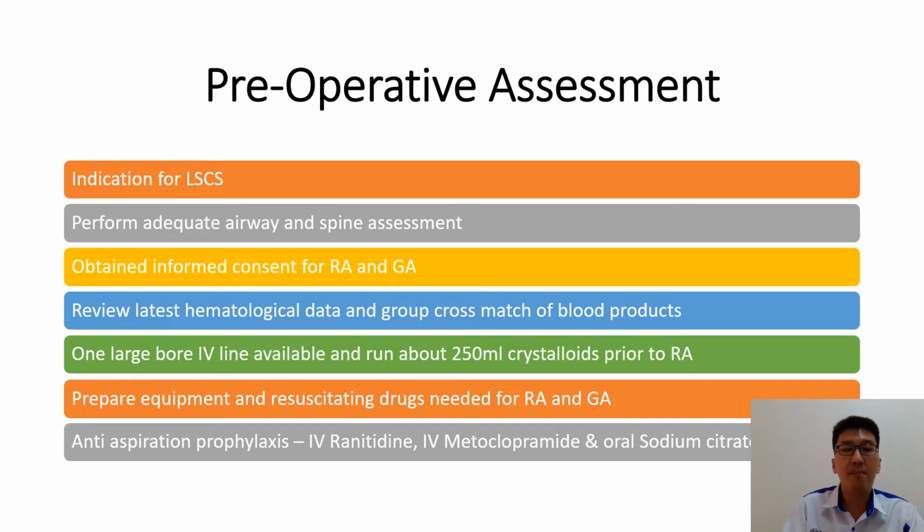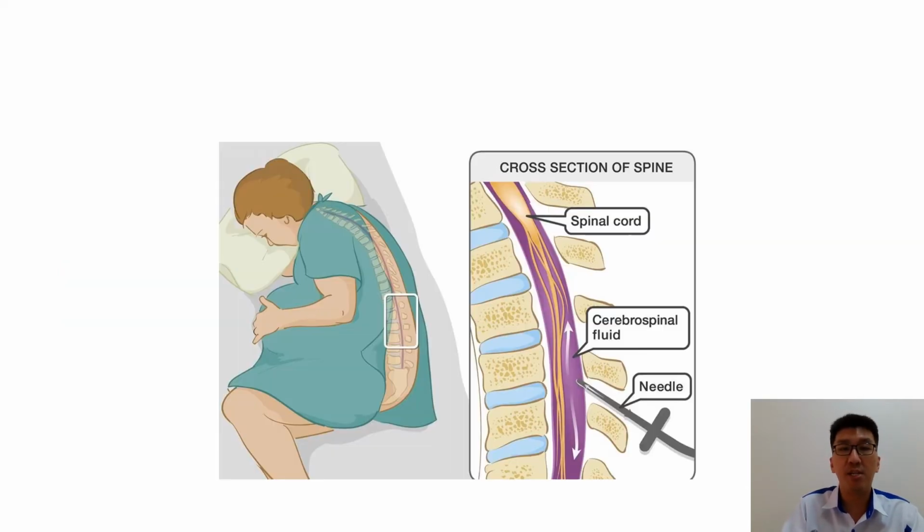Of course, we must prepare equipment and resuscitating drugs needed for regional anesthesia and general anesthesia. Drugs needed for regional anesthesia include heavy bupivacaine 0.5% with fentanyl. The patient must be given anti-aspiration prophylaxis such as IV ranitidine, Maxolon or metoclopramide, and oral sodium citrate. So this is to prevent aspiration.